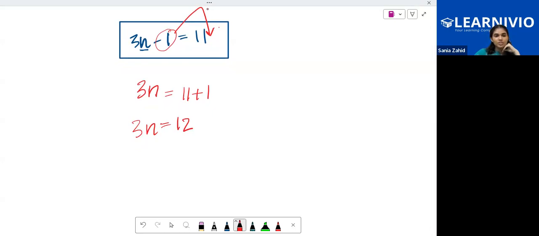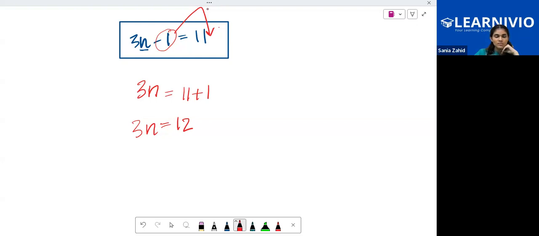Because whenever we change the side of any number, like 1 was on the left hand side, now you brought it to the right hand side, you reverse its sign. It was a negative number over here. Now on moving to the right hand side, it will become a positive number. Okay. So 3n becomes 11 plus 1. Fine.